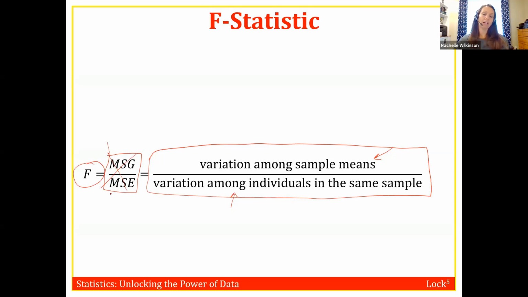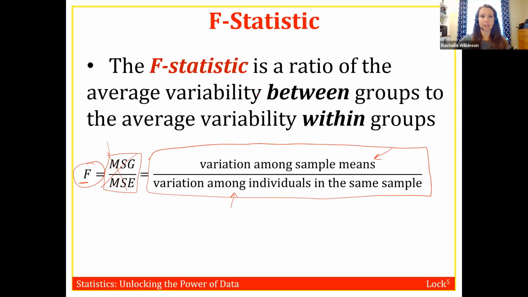So I mentioned that we're not actually going to compute by hand the F-statistic in our class. We're going to have StatKey compute it for us, or we're going to identify it on some output from another statistical software program. So the main thing you need to know is that the test statistic for ANOVA is an F-test statistic, and you need to be able to find that test statistic in output.